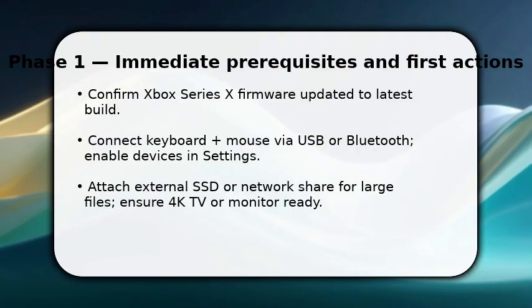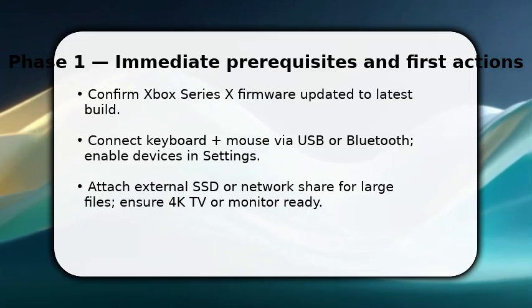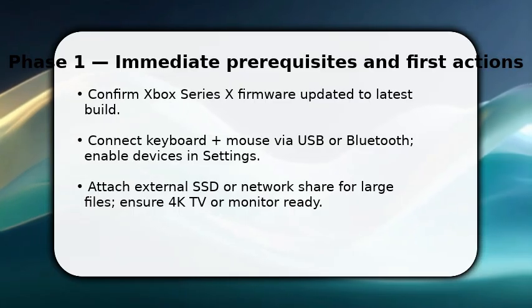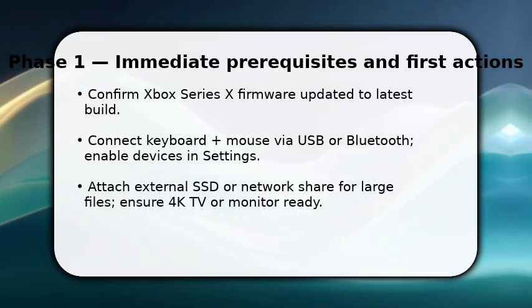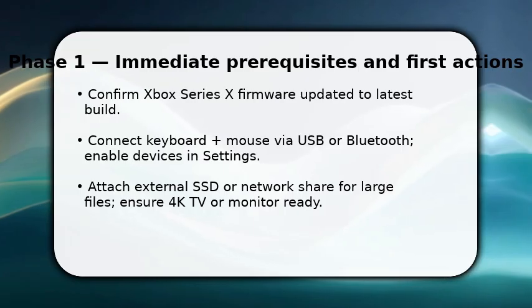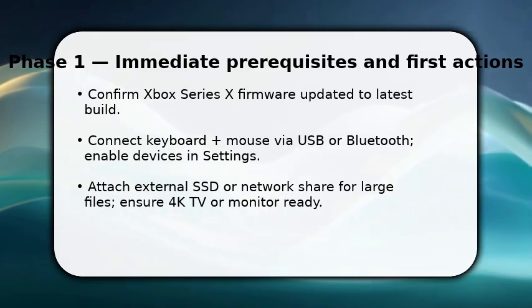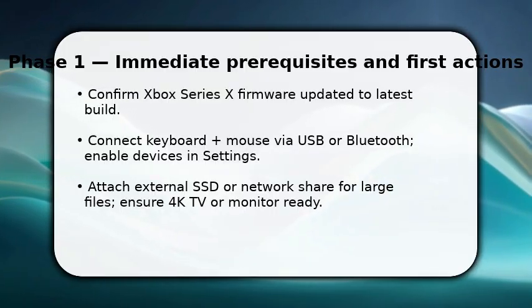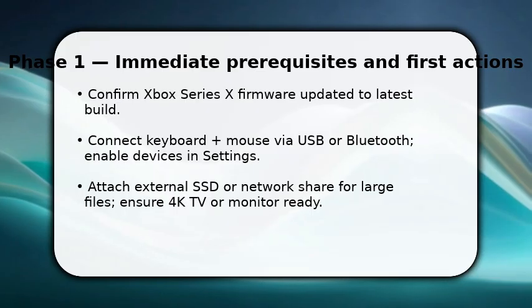You start by prepping the console and peripherals. Update system firmware now so features behave predictably. Plug a USB keyboard and mouse, or pair Bluetooth devices, then enable them under controllers and accessories in settings because navigation matters. Next, connect an external SSD or map a network share for big files and apps.